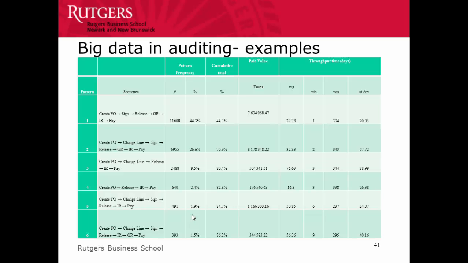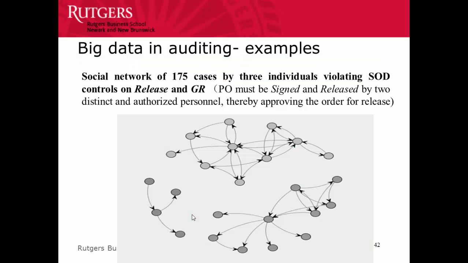But even after talking with the management, with the client, after excluding some sequences that they considered to be legitimate, there are still some sequences that they cannot explain and that they thought were suspicious. So to better understand this, they conducted social network analysis. There are 175 cases by 3 individuals violating segregation of duties control on release and goods receipt.